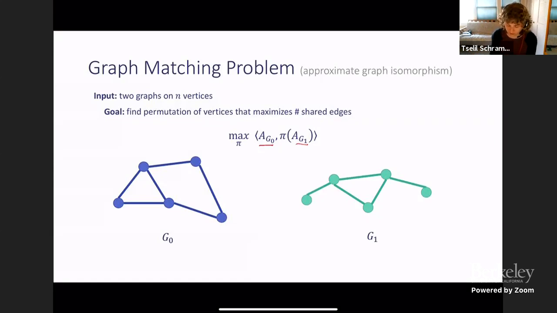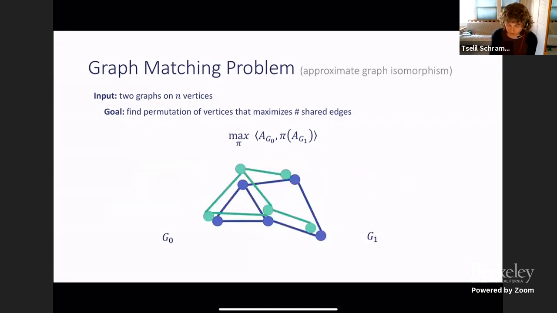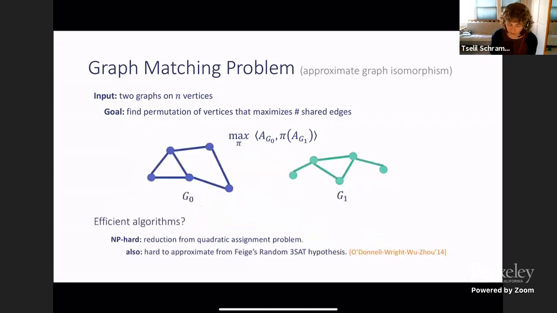Okay, so for this G0 and G1, this permutation gets 4 shared edges, so the value of this permutation is 4. This permutation gets 5 shared edges, so the value is 5, and this is the maximum value. All right, so that's the goal. And please stop me at any point if you have questions, or if I say something unclear.